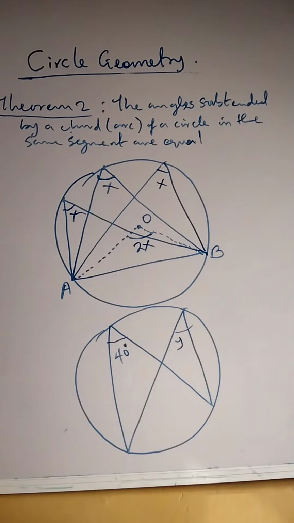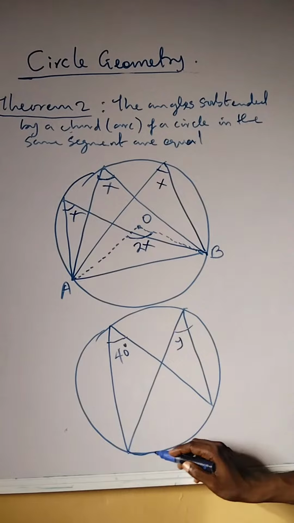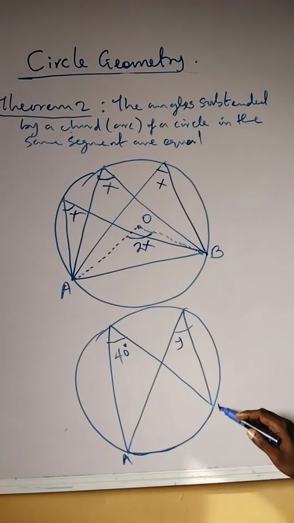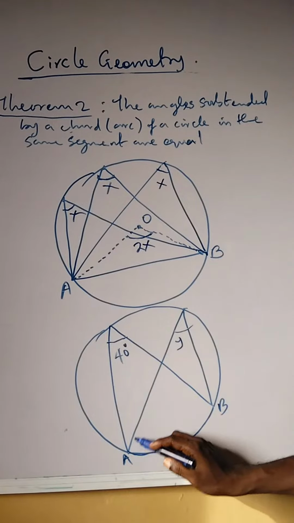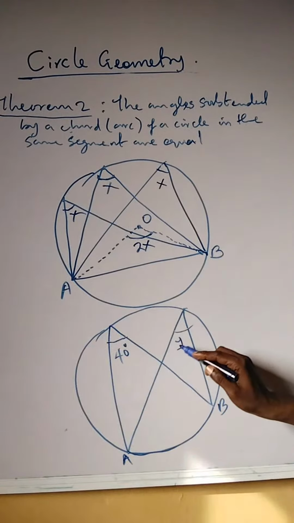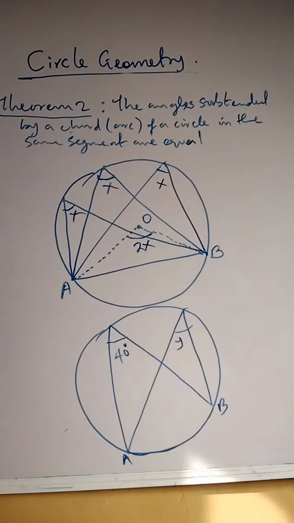You ask why? Because when you look at it from this side, when we label it as AB, this is an arc which subtends this angle y at the circumference, also subtending this angle 40 at the circumference. So these two angles lie in the same segment of the circle. Therefore we say y here is equal to 40 degrees. Why is it 40 degrees? Angle in the same segment.